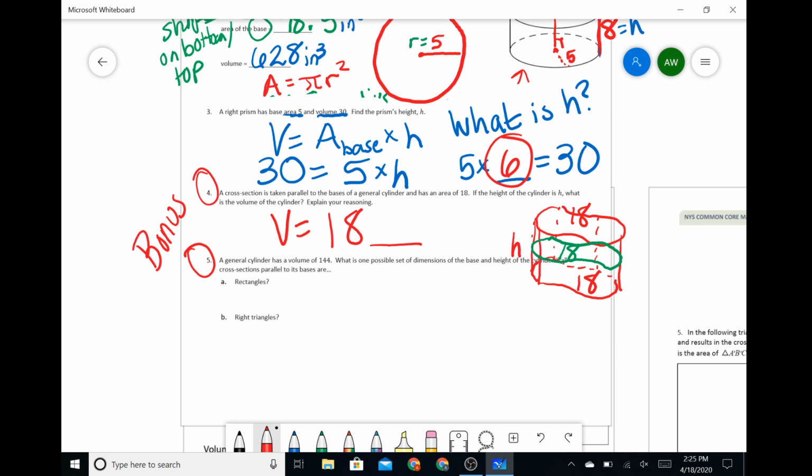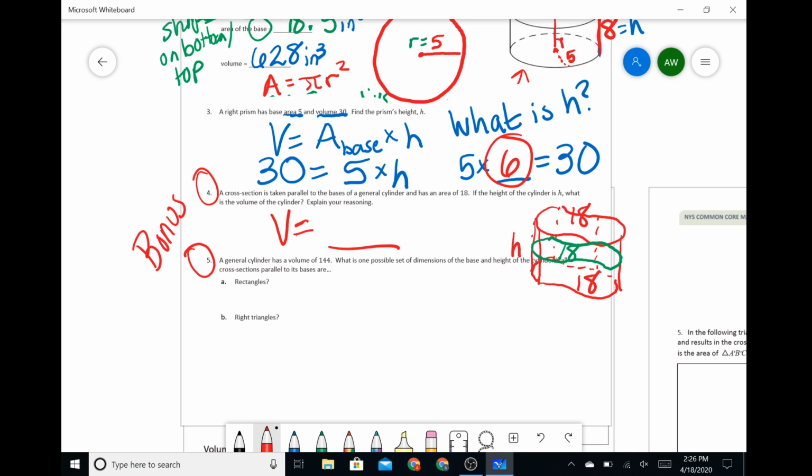Okay. For number 5, it says a general cylinder has a volume of 144. What is one possible set of dimensions of the base and height of the cylinder if all cross sections parallel to its bases are rectangles or right triangles? So the idea here is that it's saying the volume is equal to 144.